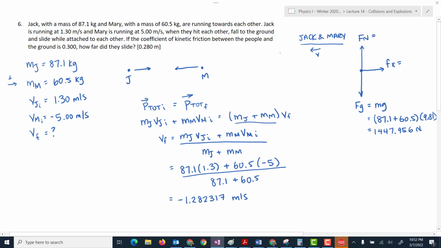So the force of gravity and the normal force are the only forces that have y components, and the two people are only moving in the x direction. So they're only moving left and right, they're not moving in the y direction at all.